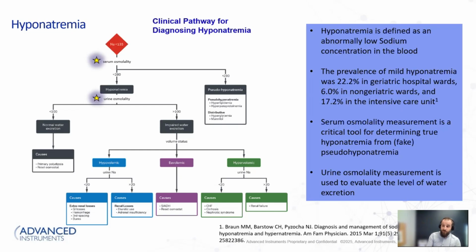Once we get past that result, we move down to the next step in this cascade, which is testing the urine osmolality result. And this is going to help you determine the level of water excretion relative to that sodium value. So if the water excretion is normal in your patient, you're going to see your urine osmolality be less than 100. If it is greater than 100, then you know your patient has impaired water excretion. And based on the urine sodium result, you can then cascade down to a number of different treatment options.